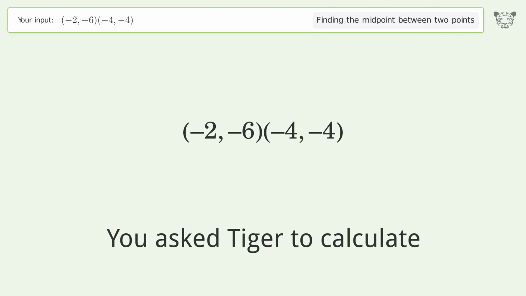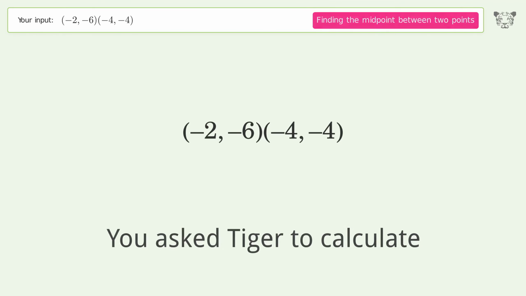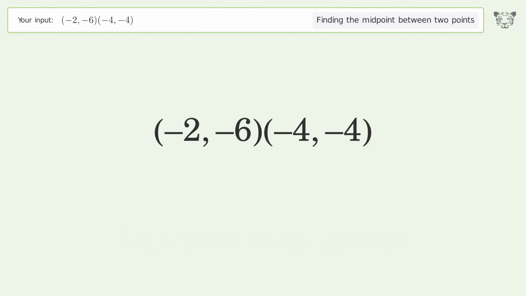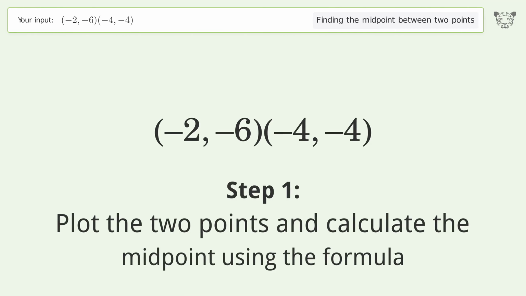You ask Tiger to calculate. This deals with finding the midpoint between 2 points. The midpoint between the 2 points is -3, -5. Let's solve it step by step. Plot the 2 points and calculate the midpoint using the formula.